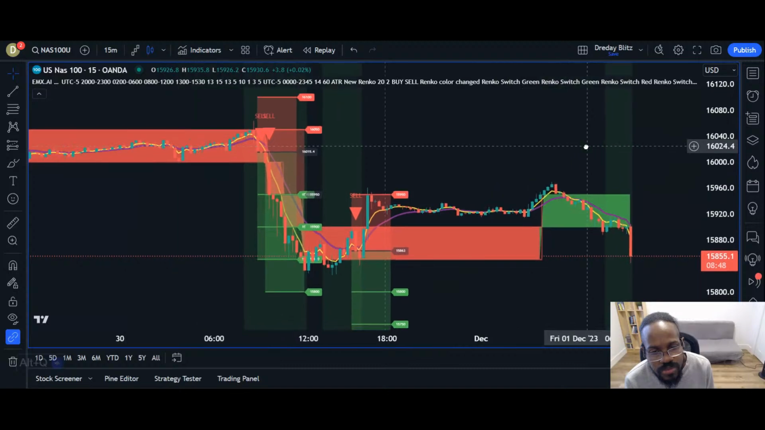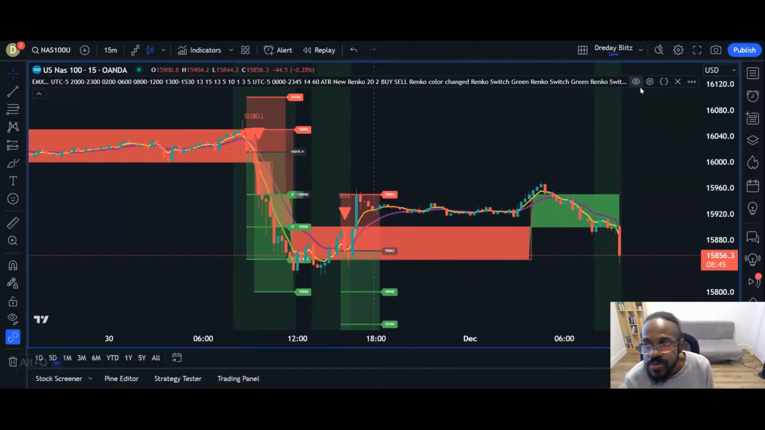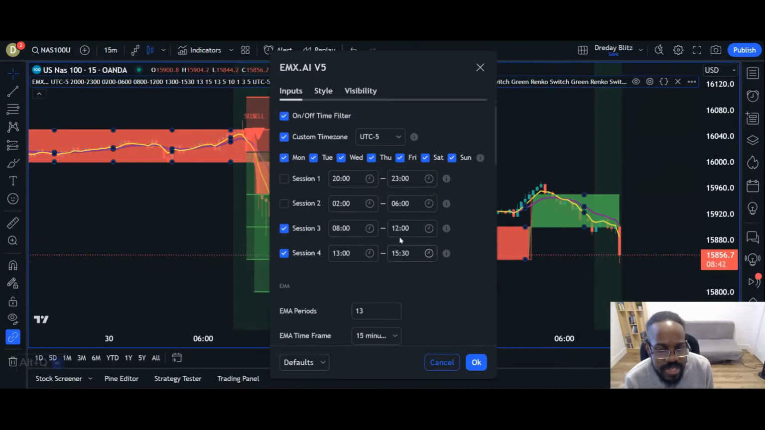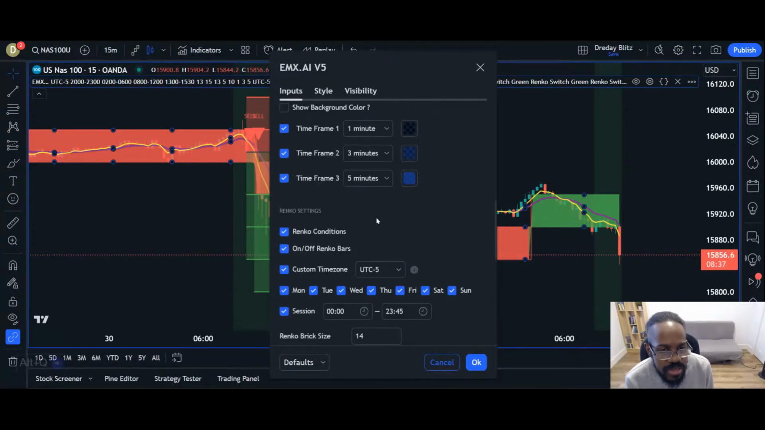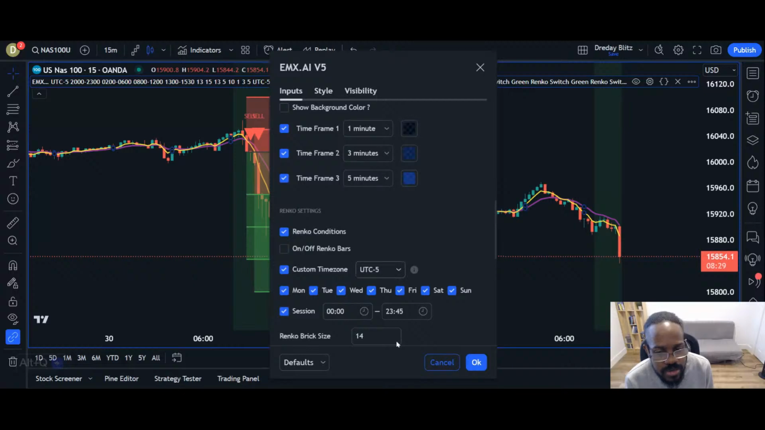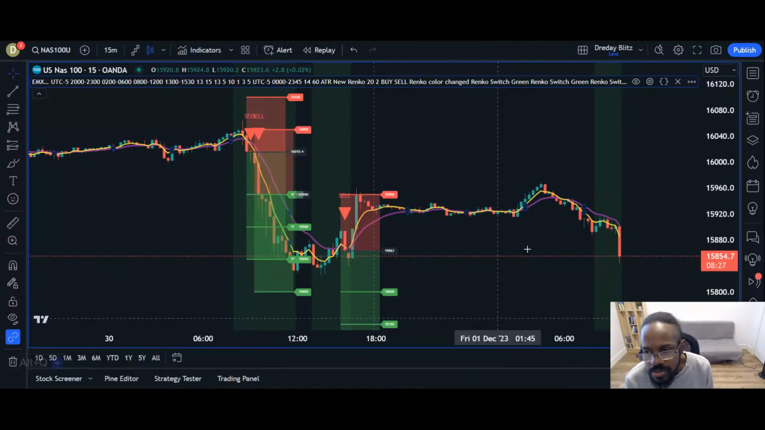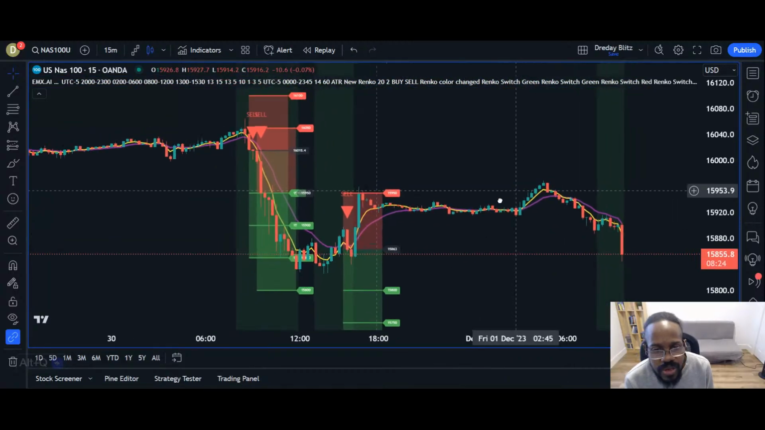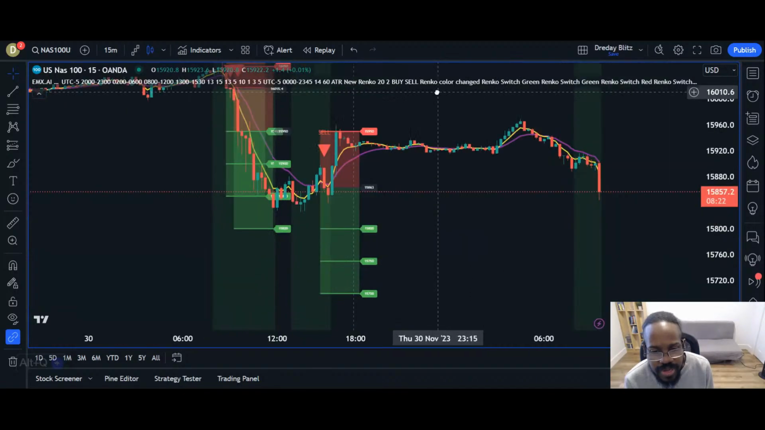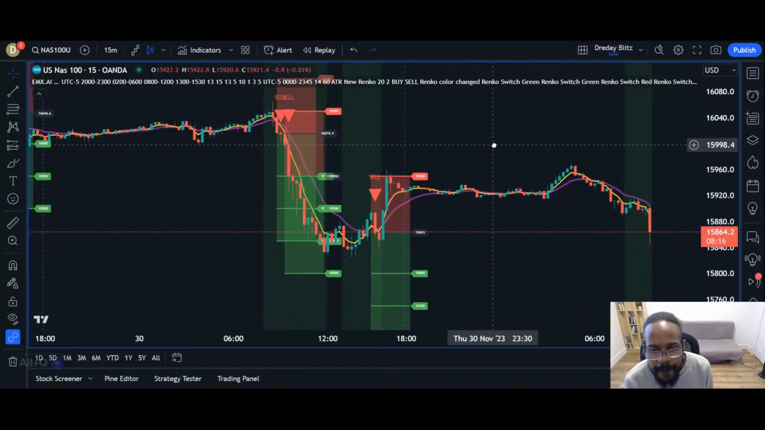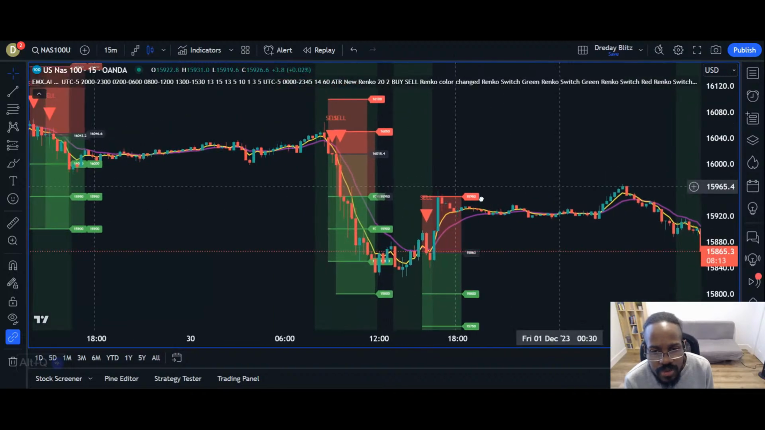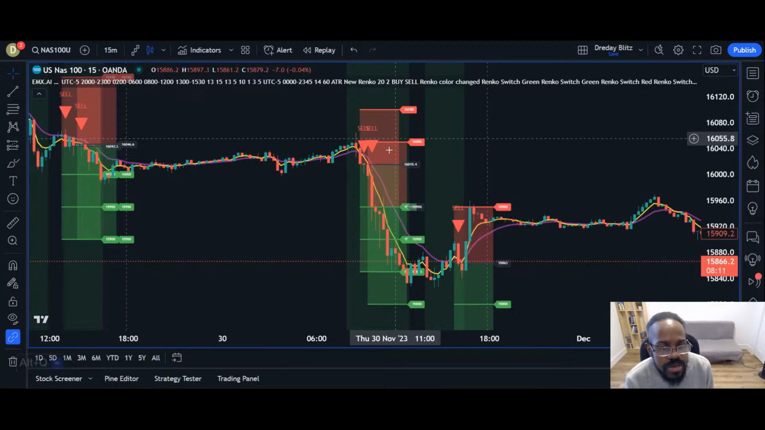You have the option with EMXAI to remove the Renko bars in the background if you don't want to have the Renko bars shown, because everything is set up off of Renko bars. So you could shut it off and just wait for the signals to come in for the trades. So this one was a loss, but this one was a good win.